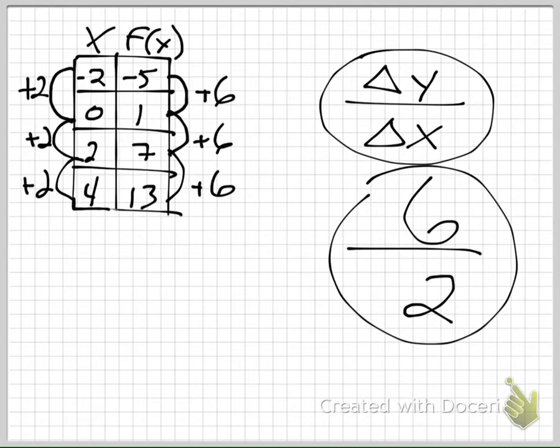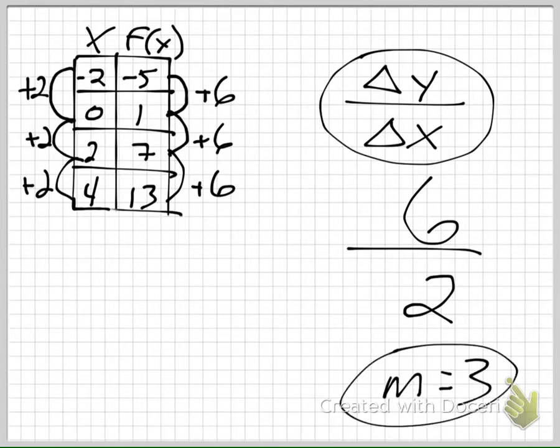Now here's the tricky part. So we know that m equals 3. The slope is 3. Agreed? That's what we just figured out. Now they want to know what the actual equation is. We know the slope. So how do I write this in slope-intercept form? Instead of y, I put f of x. So I'm going to go f of x, which is the same thing as y, equals something x. What's the slope? 3x. We know this.